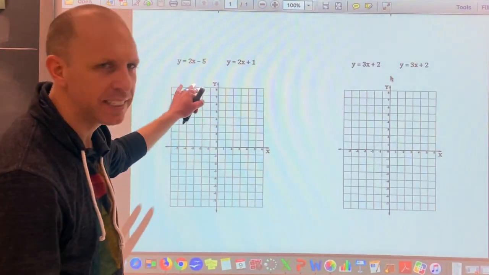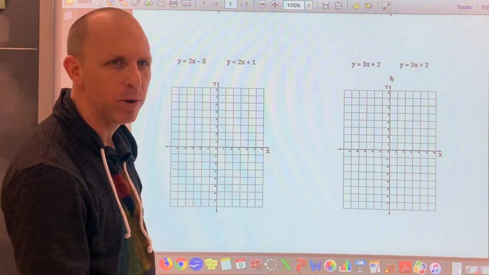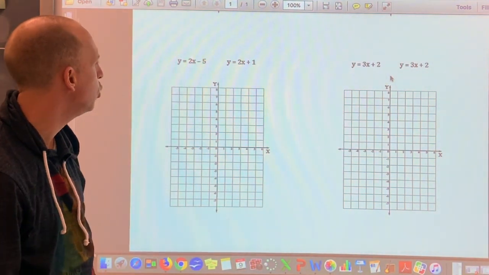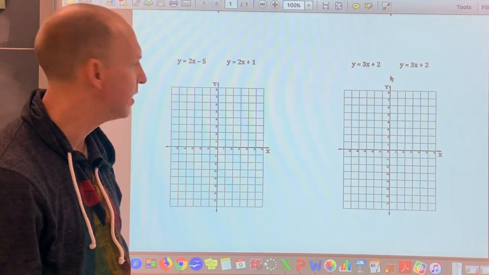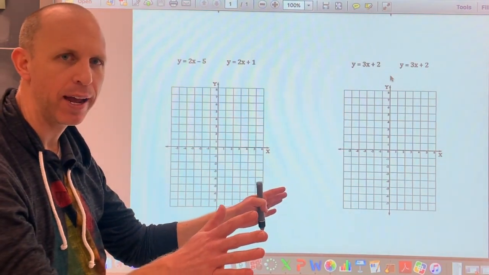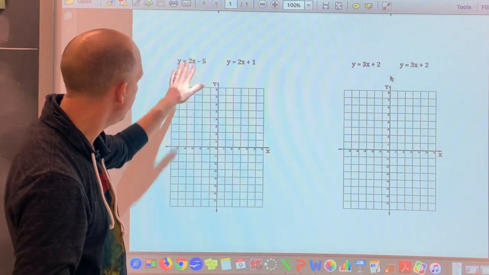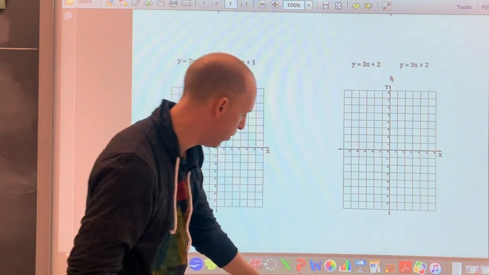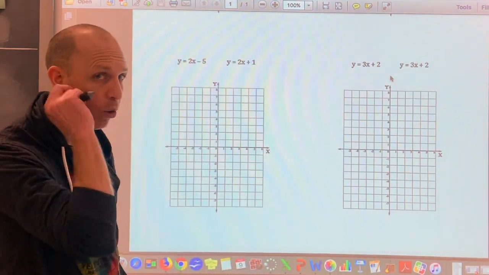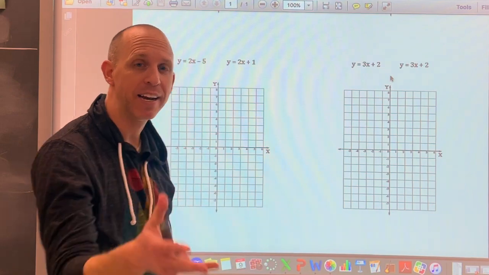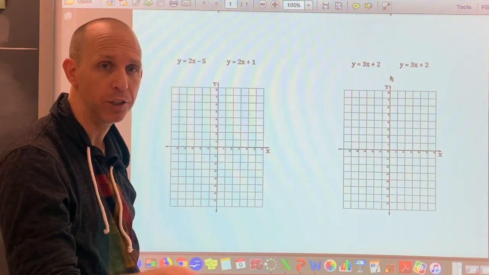Okay, so the next example here is y equals 2x minus 5 and y equals 2x plus 1. And something should jump out to you right away. If you look at both of these equations, they both have the same slope. Now, how is that going to affect our solution?